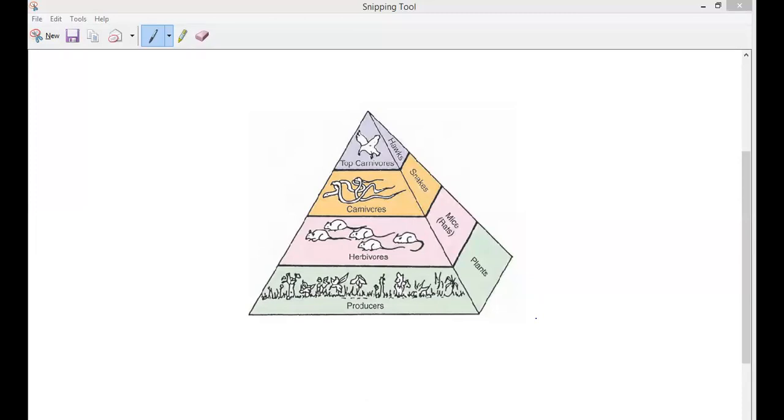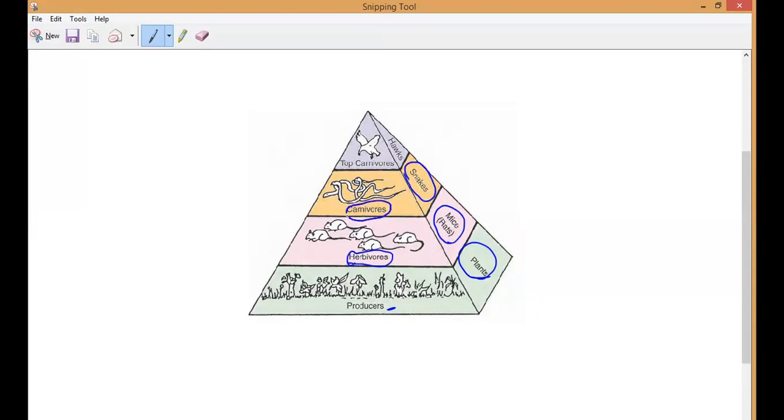Now here I have taken a food web with four trophic levels. The first is producers, plants. Next, mice or rats, purely herbivores, so they come under the second trophic level. Next, snakes come under carnivores, the third trophic level. And last, snakes are eaten by hawks, so they are the top carnivores. This is a pyramid of numbers showing the various trophic levels in a food chain.